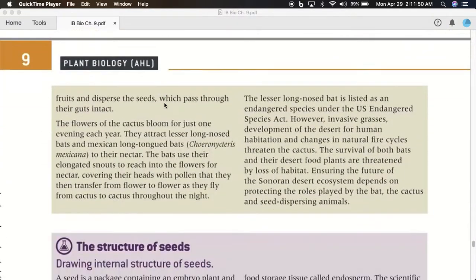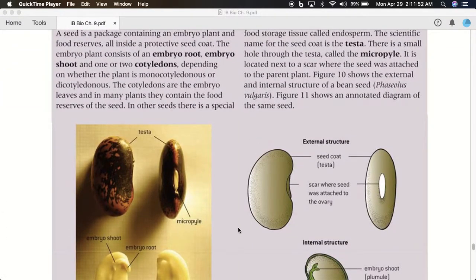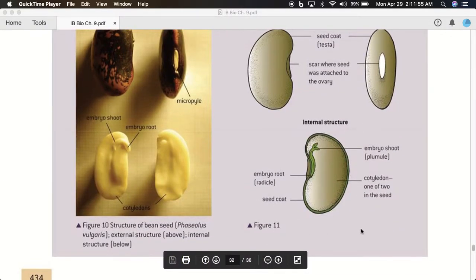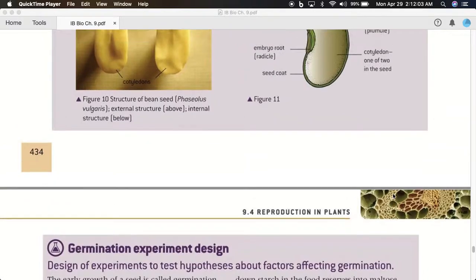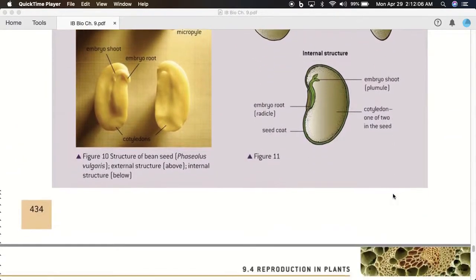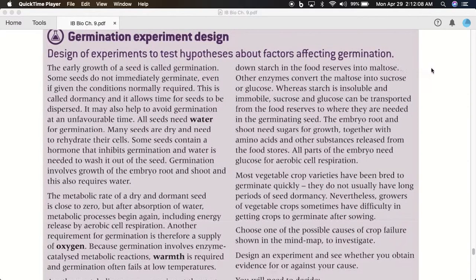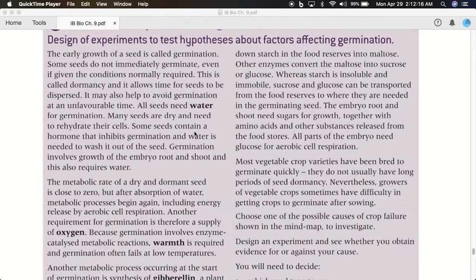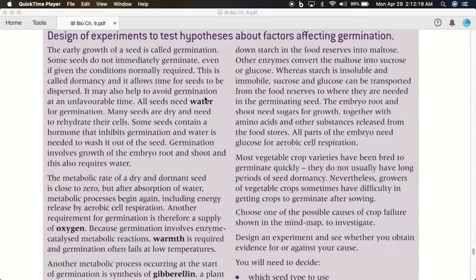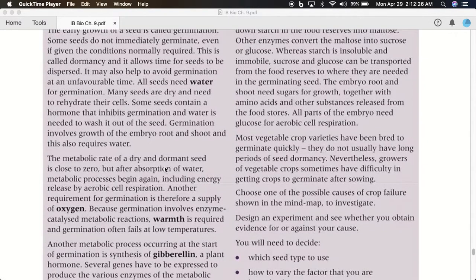And we could skip this green box. You also want to be familiar with the structure of seeds. You don't need to know it that well, but you do need to know these different parts, generally speaking, for both the IB exam and possibly Miss Cunningham's exam. You just want to know the structure of these seeds. And this is just talking about how to do an experiment on germination. You should read what it takes for a seed to germinate, but it's pretty much just water and darkness usually, because it's got to be in the ground. And then also it's got to be warm enough. It's also got to have enough oxygen.